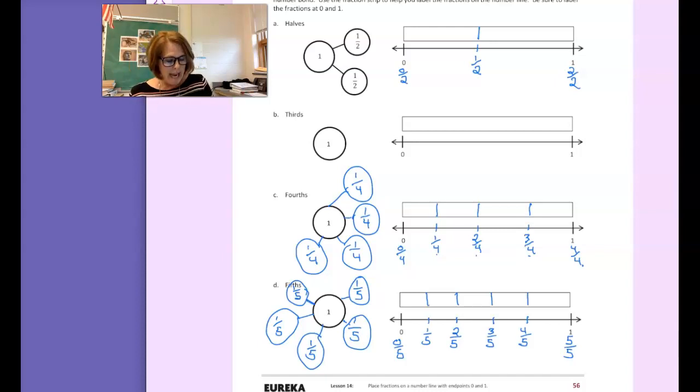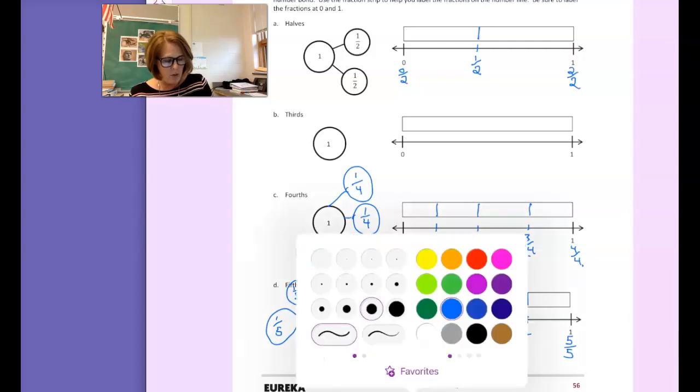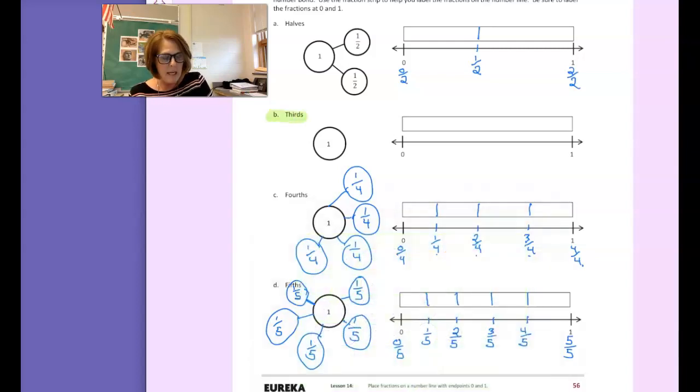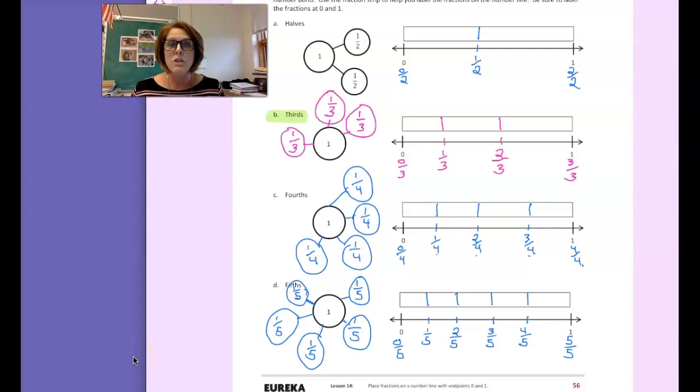I want you to now go back and do letter B on your own and come on back when you're finished to check your work. Don't forget your number bond. Welcome back. Check your work for letter B. Hopefully you got your number bond with 3/3 going around it, and then you labeled your number line properly. So take a moment and check that.